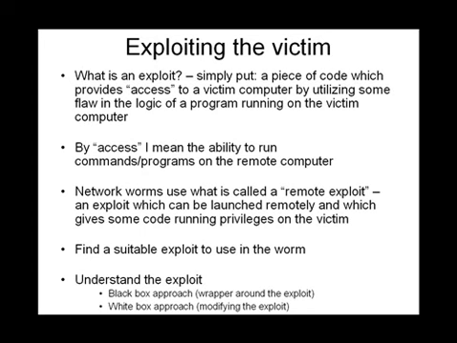Now network worms typically use what is called a remote exploit. What this actually means is an exploit which can be launched remotely and which gives some code running privileges on the victim. Of course this is required because the worm spreads across the network, so definitely it is going to target some sort of a remote service running on the victim computer. Now in order to make a worm, what worm authors actually do is find a suitable remote exploit which they can use in their worm. Then they go ahead and try to understand that exploit.